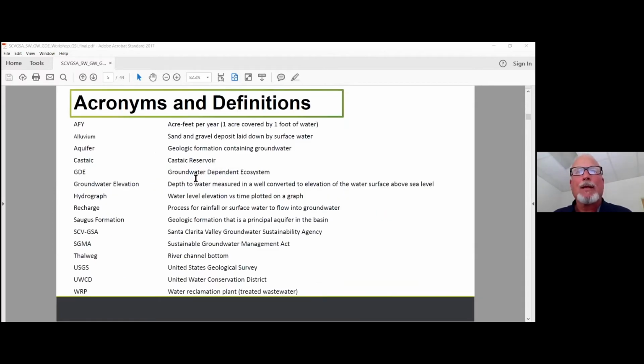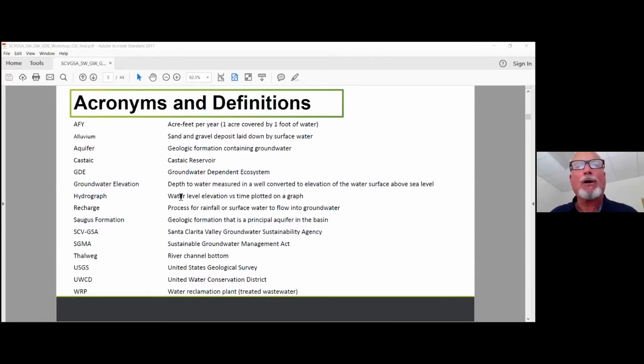So, got a bunch of acronyms and terms that we're using in these presentations. I'm not going to go over all of these, but you can see a few of them here. AFY, or acre feet per year, which is 1 acre covered by 1 foot of water. You'll see references to GDE, or groundwater dependent ecosystem. Groundwater elevation is going to be referred to quite a bit. That is a measurement of depth to water in a well that's converted to elevation of the water surface above mean sea level, so that we can compare water levels and river levels throughout the basin.